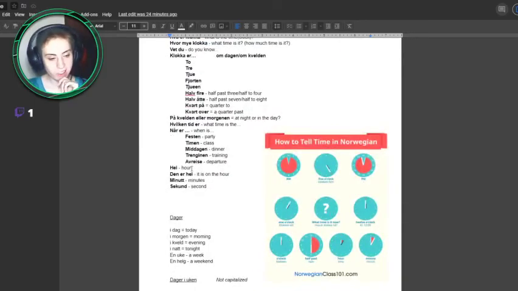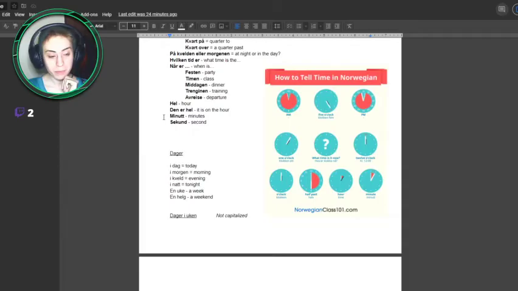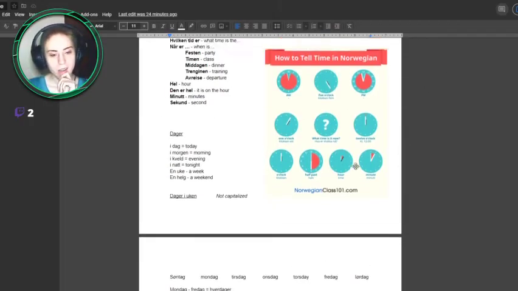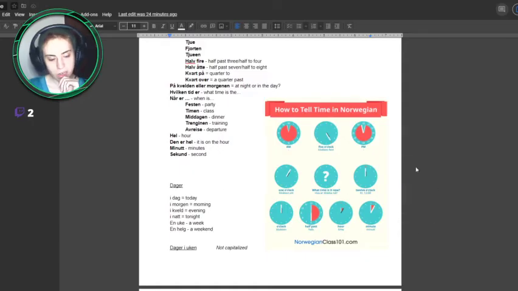Time is hour, because the hours are time. Ah, that was horrible, I'm sorry. Then one hour, en time. Yep. Minutes, just minute with a T, drop the E. Seconds, just like the word second, but K is more commonly used in Norway, so just switch out that C for K. A little diagram to tell time.